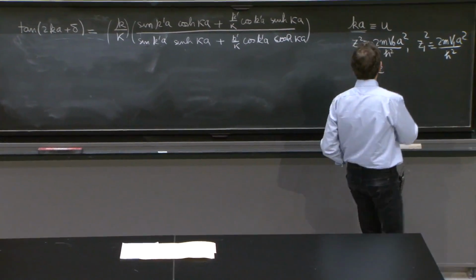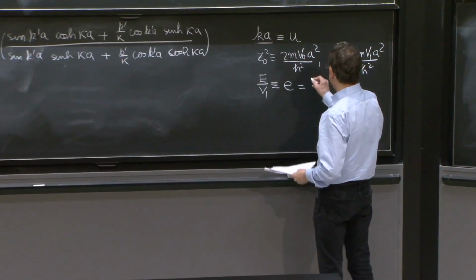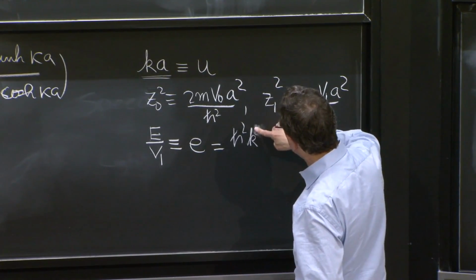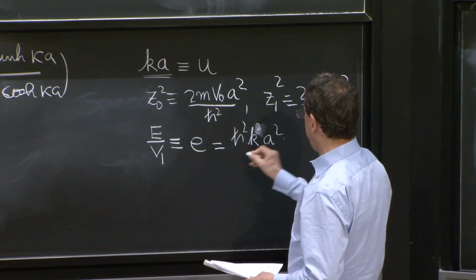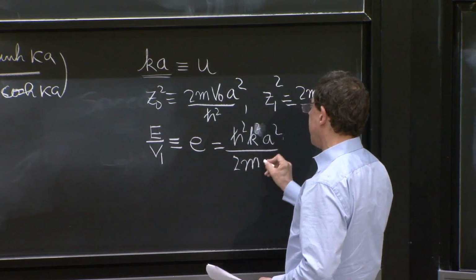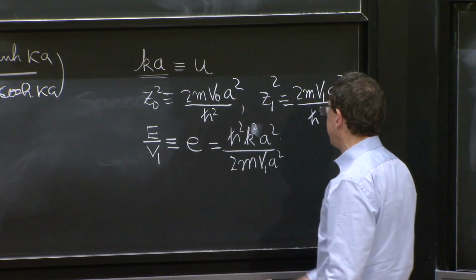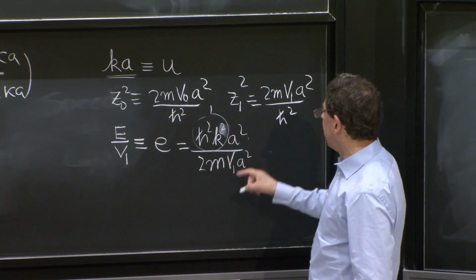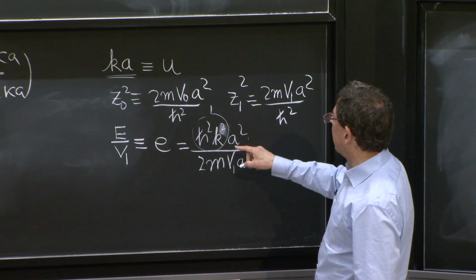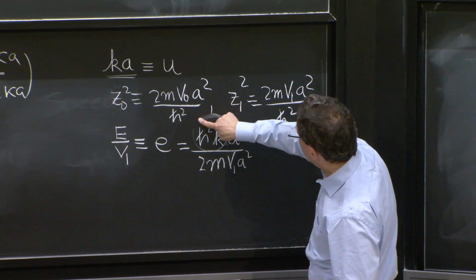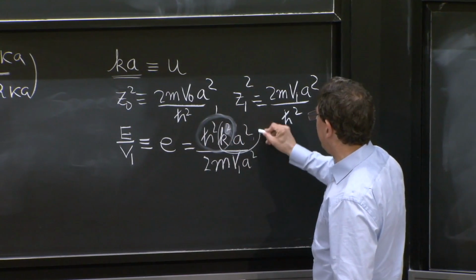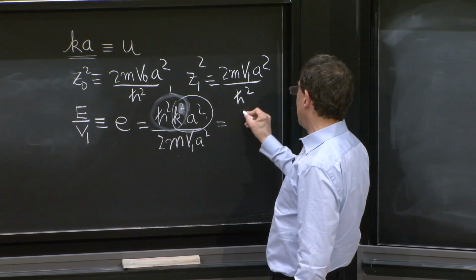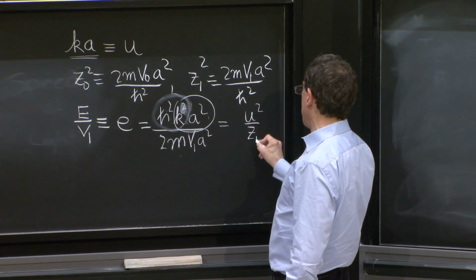And therefore, this ratio is H squared, K squared. You can put an A squared over 2m V1 A squared. And you can see a U squared here. And, I'm sorry, not there. A U squared here. And the H squared divided here gives you a Z1. So this is U squared over Z1 squared.